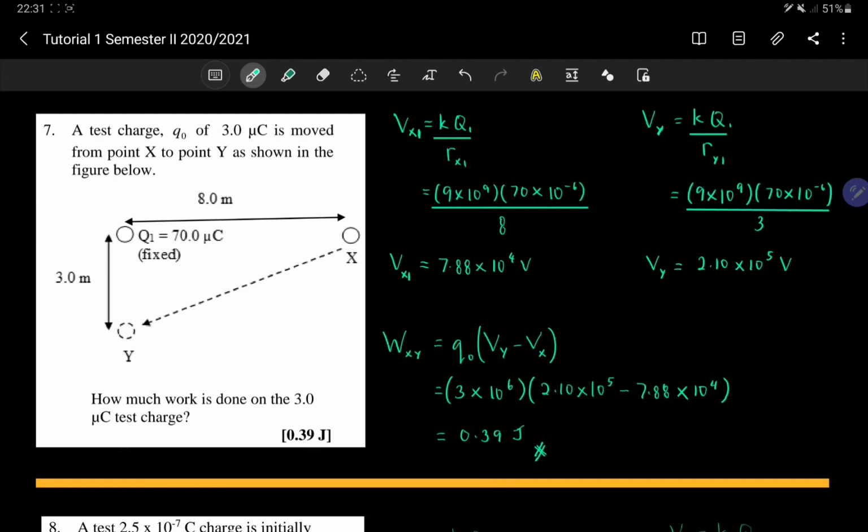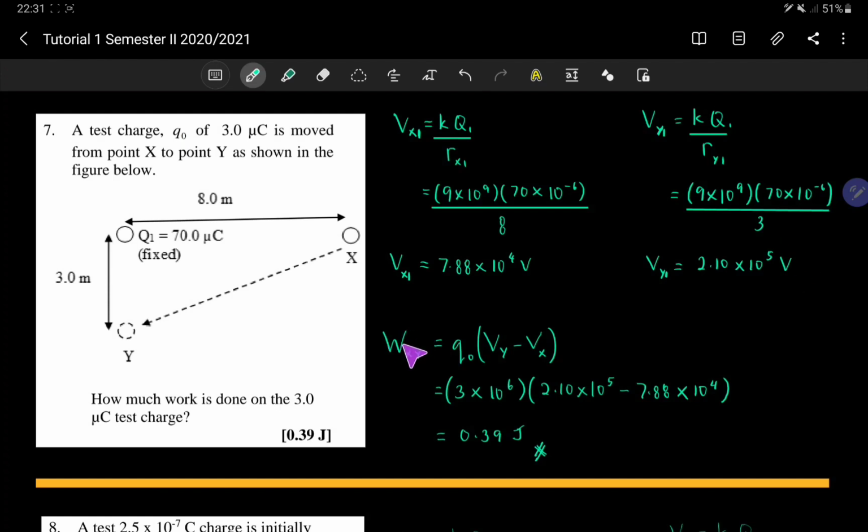And then we calculate the potential exerted on Y, also by Q1. So V on Y by Q1 equals K Q1 over R Y1. Again, K is just a constant, Q1 is still the same, 70 microcoulomb, and R Y1, the separation between Q1 and Y, equals 3 meters. So you will get V Y1 equals 2.10 × 10^5 volt.